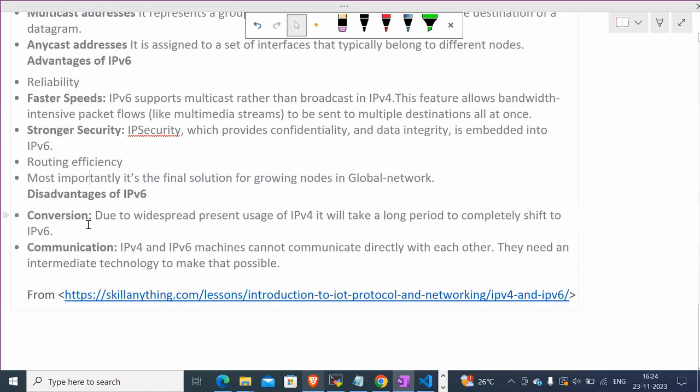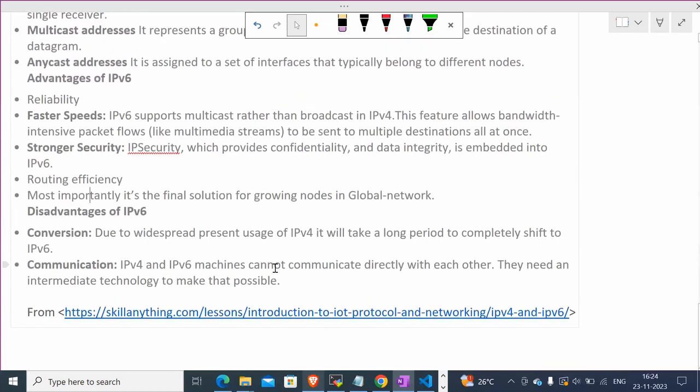Disadvantages. Conversion: due to the widespread use of IPv4, it will take a long period to completely shift to IPv6. Communication: IPv4 and IPv6 machines cannot communicate directly with each other. They need intermediate technologies to make that possible. Of course, we have already adopted IPv4 to its core, so suddenly shifting is not possible. It will be a gradual process. Slowly we will shift toward IPv6, and it is happening now.